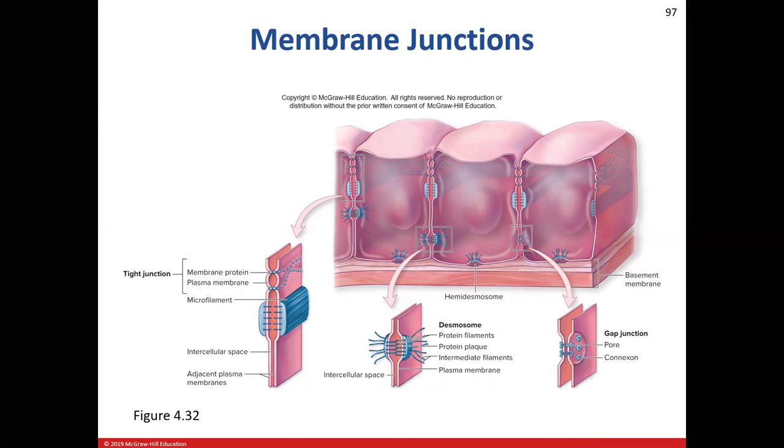Now we're going to get into a few membrane junctions. We have this graphic here. These graphics basically represent all three of the different types of junctions that we are going to talk about. We have a tight junction, a desmosome, and a gap junction. And so we'll go ahead and touch on all of those.